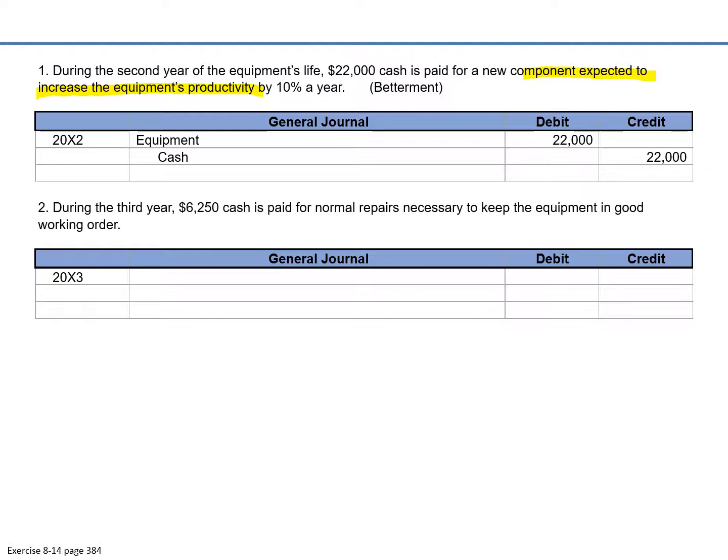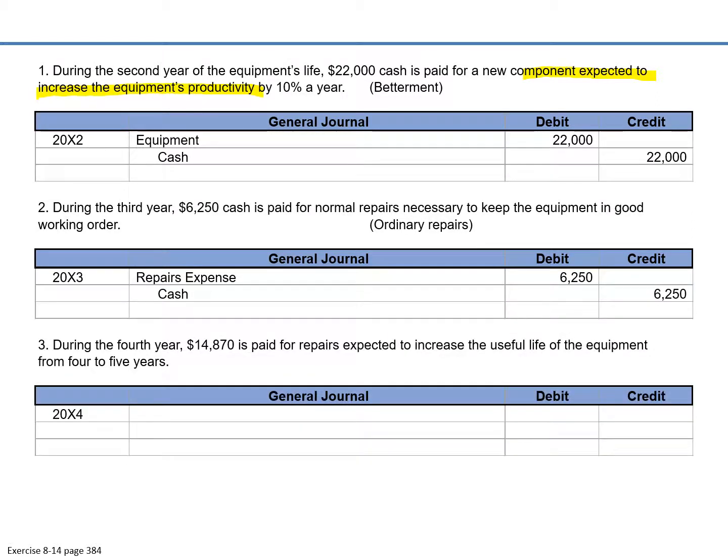During the third year, $6,250 is paid for normal repairs to keep it in good working order. Not a betterment, right? So it just goes to repair expense, debit, credit cash. Then in the fourth year, $14,870 is paid for repairs expected to increase the useful life from 4 to 5 years. So we're going to record that to equipment. Debit equipment, credit cash.